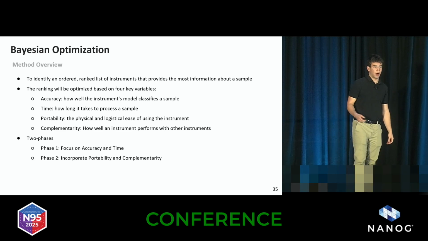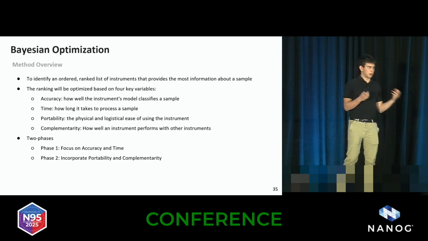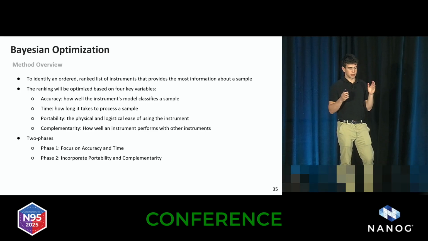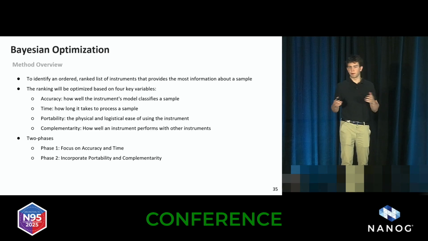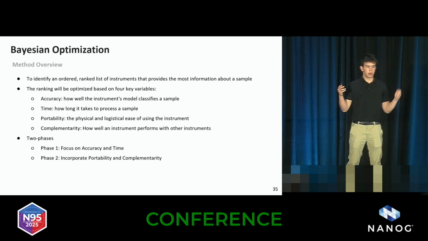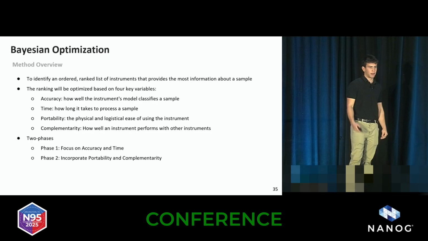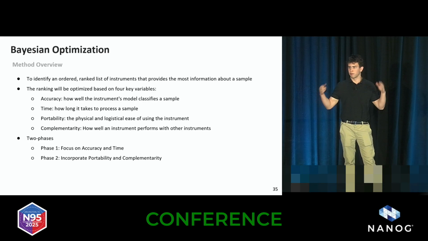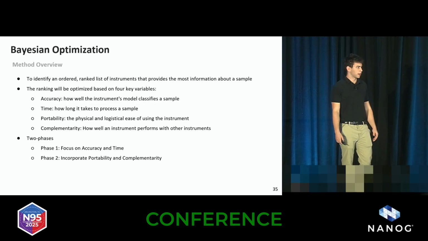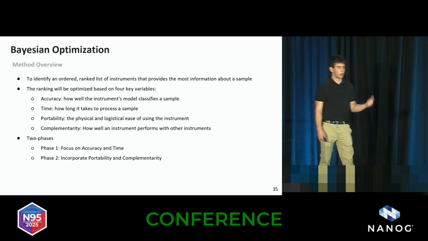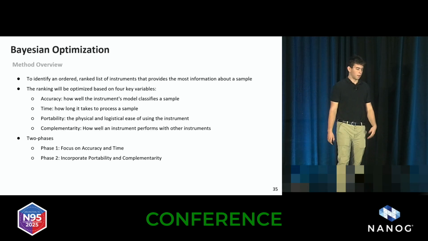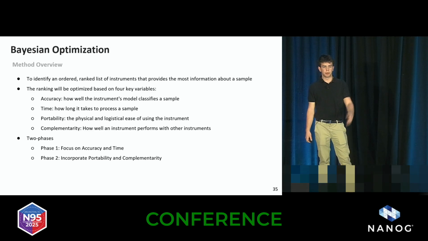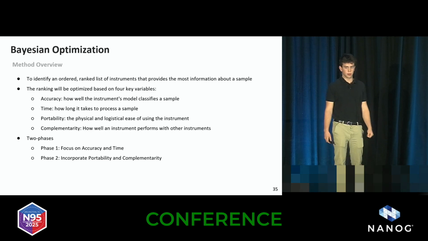So I want to go into how we're going to combine all of this to build a framework. We want to utilize Bayesian optimization to develop a ranked list of instruments that will provide the most value. Obviously we know that our friends in industry don't have access to $500,000 machines, and they don't have access to the total breadth of knowledge you need to utilize these methods. So we want to identify the quickest, easiest, most accurate and portable instruments that are complementary to each other, so that if you wanted to implement this in your supply chains, you can.